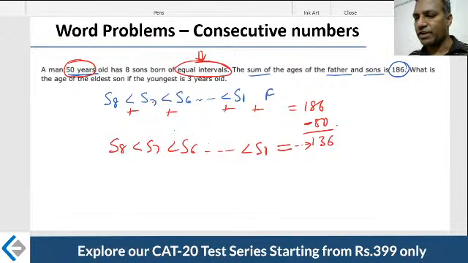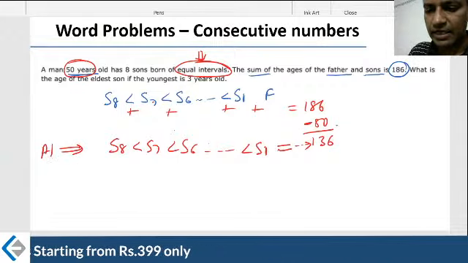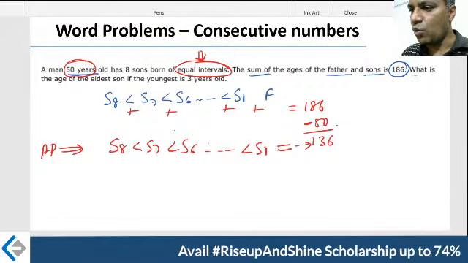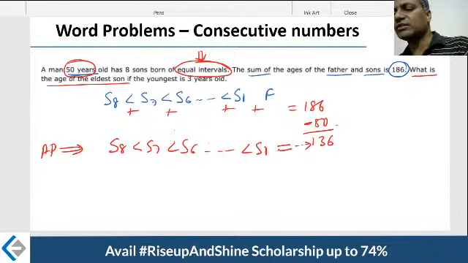What do you mean by born of equal interval? You mean that the gap between their ages is constant. If the gap between their ages is constant, this particular series is in arithmetic progression. Now look at this. What is being asked here? What is the age of the eldest son, if the youngest one is 3 years?